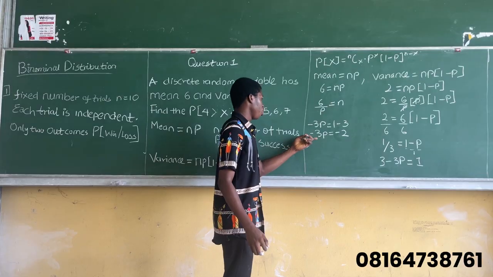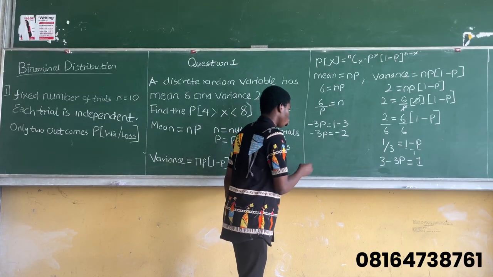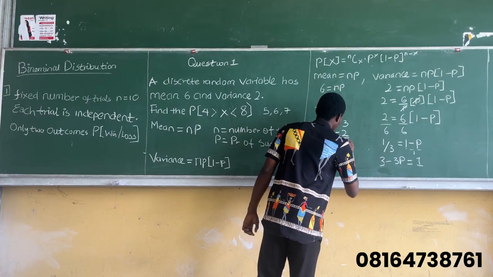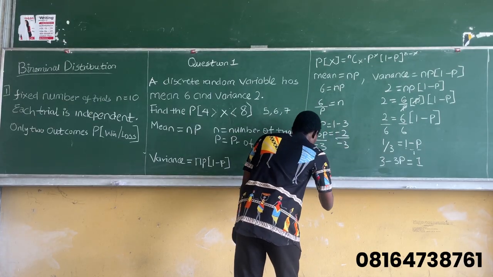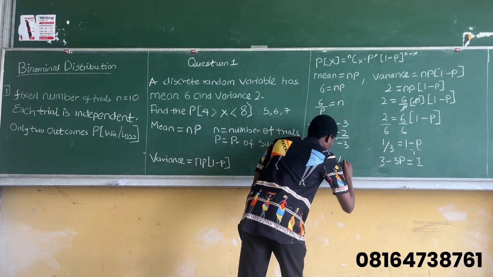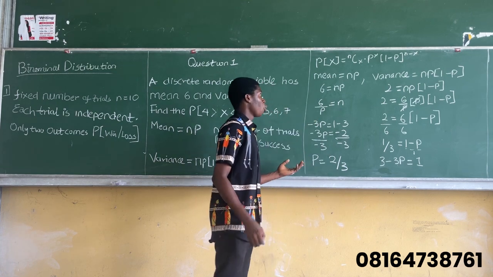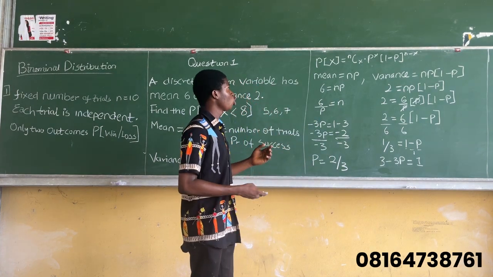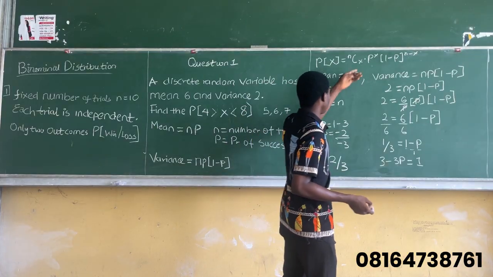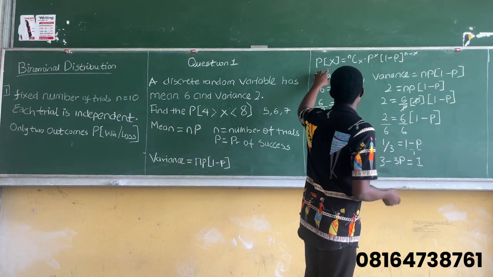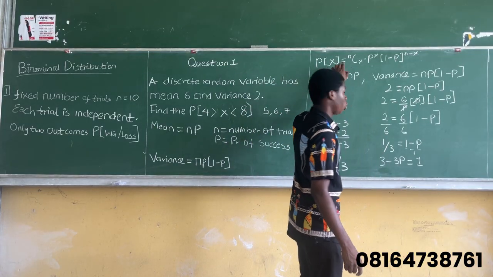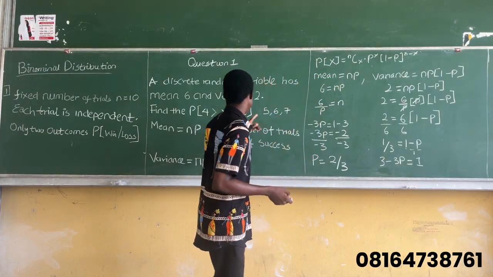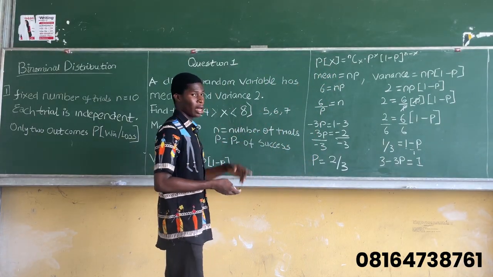So making p the subject of the formula, we are going to be dividing through by minus 3. So minus 3 over minus 3, and p is equal to 2 over 3. From this equation, we can see that the probability of us succeeding is 2 over 3, and we are going to be plugging it into this binomial distribution equation in order to solve for the probability that x is between 4 and 8.